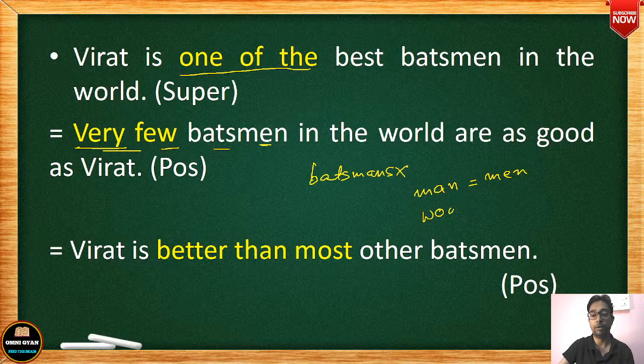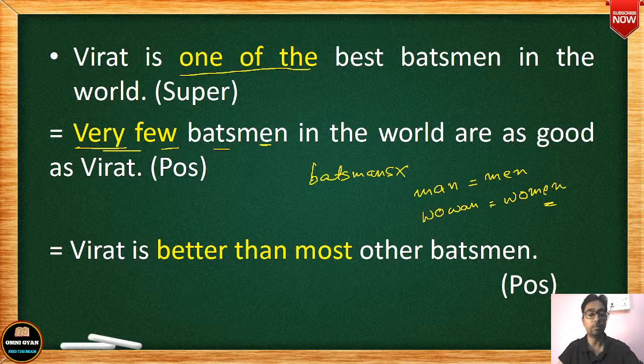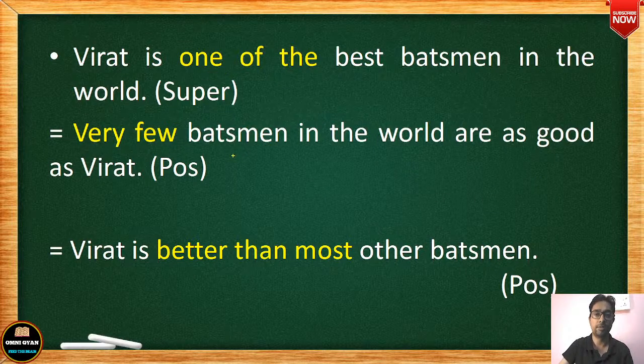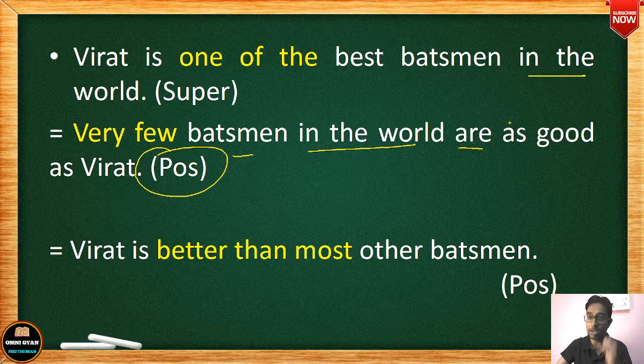The plural for the woman is women, WOMEN. तो EN जो है वो important है. So very few batsmen, because in the world is there, so you have to use in the world here only. So very few batsmen in the world are, क्योंकि plural है तो are. Positive degree, you have to change it into positive degree. So positive degree का क्या structure है, as plus degree plus as. तो as plus positive degree for best is good, good, better, best. So good is positive degree. So as good as Virat. ठीक है. So very few batsmen in the world are as good as Virat.